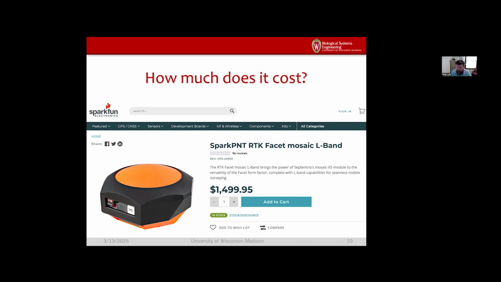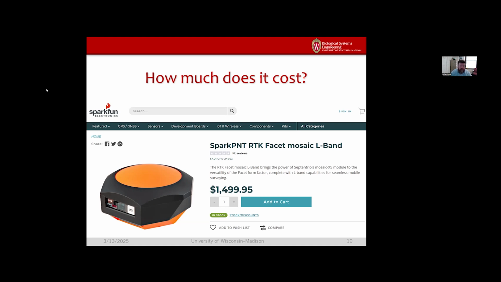We used to talk about RTK GPS with this reverence, and if you had 20 grand to spend on a surveying system, boy, that was something special. And now, 20 years later, here we're looking at an RTK L-band receiver for $1,500, and you can do it with your phone, which is just absolutely fantastic in my mind. So, pretty excited about that.